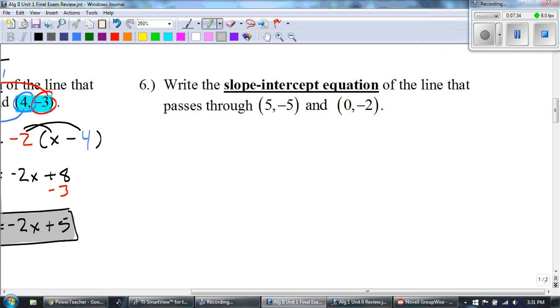Okay, so number 6 is very similar. Why don't you guys pause the video, see if you can do it. Remember, step number 1, find your slope. And then step number 2, figure out what the slope-intercept equation is going to be. Okay, so go ahead and pause that video, and good luck.